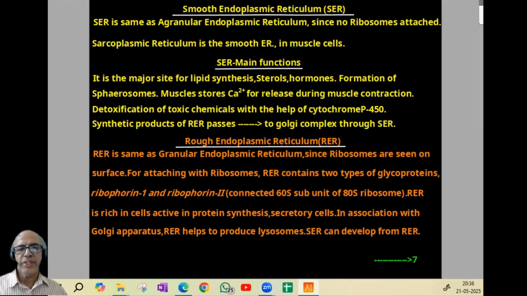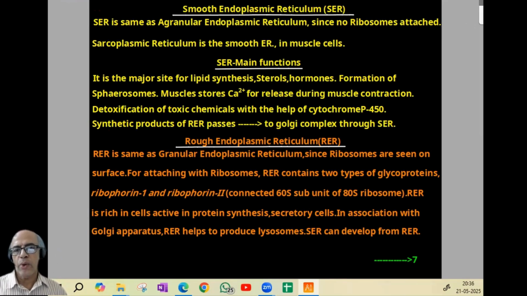ARIA is rich in cells active in protein synthesis, secretory cells. In association with the Golgi apparatus, ARIA helps to produce lysosome. SCR can develop from ARIA. So all are linked in the endomembrane system.